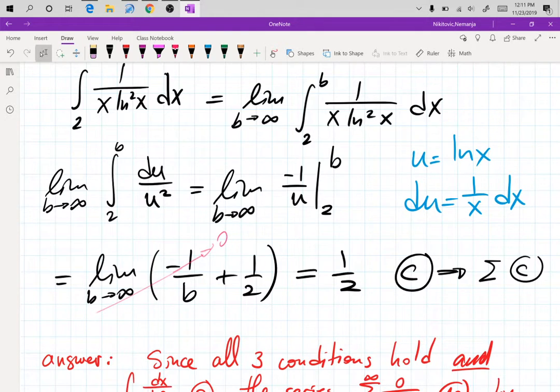And you can have a parallel problem with the same thing for the integral test. So there's that. Anything else?